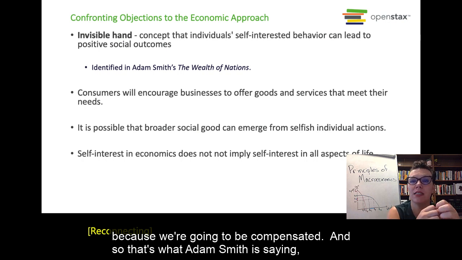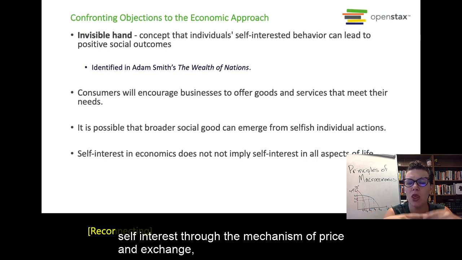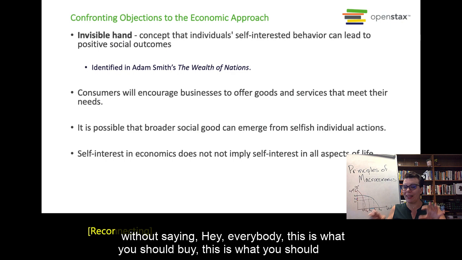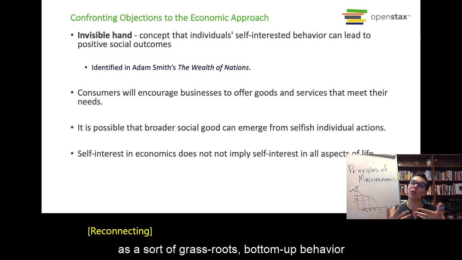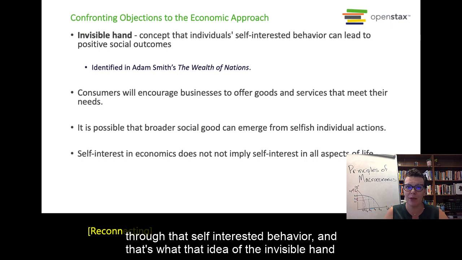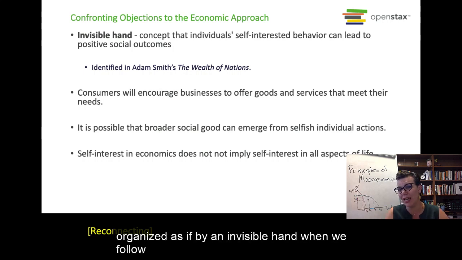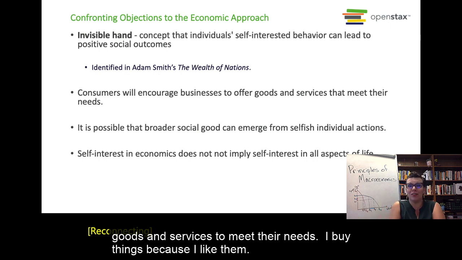And so that's what Adam Smith is saying with the idea of the invisible hand: if we all follow our own self-interest through the mechanism of price and exchange and repeated interactions, we can organize economic activity without saying, hey, everybody, this is what you should buy, this is what you should pay. Prices and markets will emerge as a sort of grassroots bottom-up behavior through that self-interested behavior. And that's what the idea of the invisible hand is saying. It says that economic activity will continue to be organized as if by an invisible hand when we follow our own self-interest. So consumers will encourage businesses to offer goods and services that meet their needs.